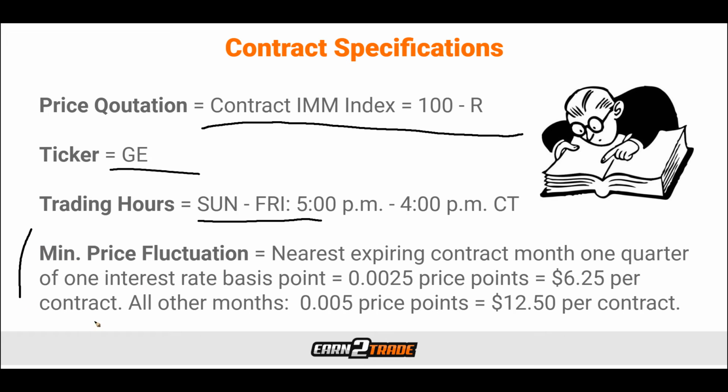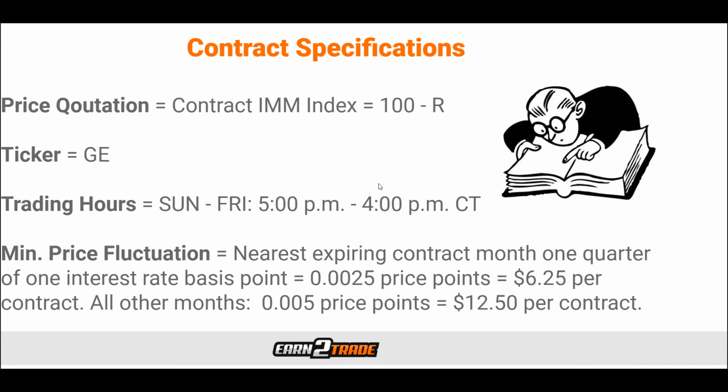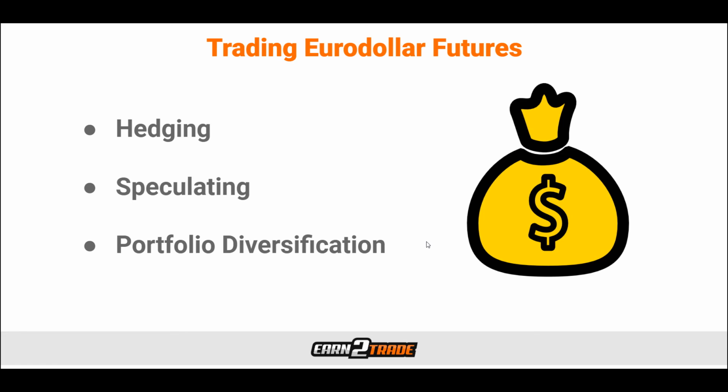And as far as the minimum price fluctuation, it is going to be slightly confusing at first. For the nearest expiring contract month, 1/4 of the interest rate basis point is going to be 0.0025 price points, which is going to be $6.25 per contract. But all other months will be half of an interest rate basis point, which means 0.005 price points equals $12.50 per contract.